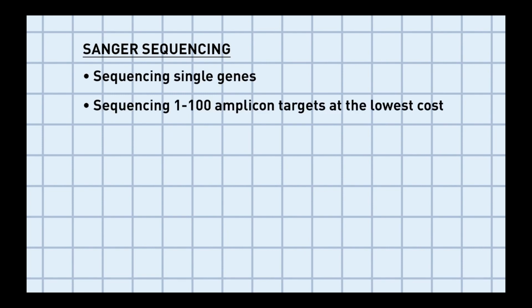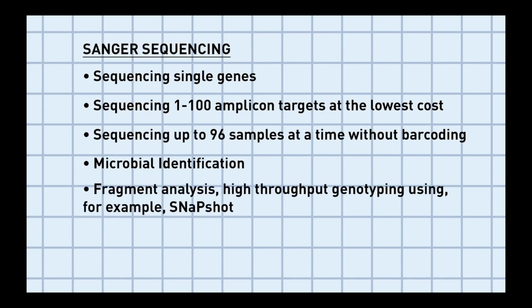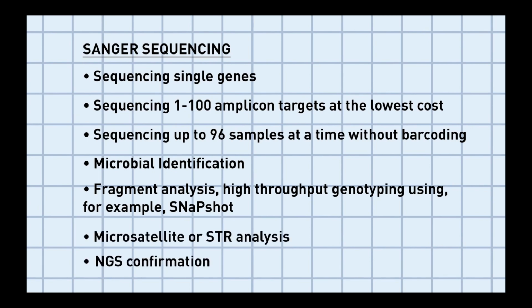Here's what you have to consider. With its ability for long reads and gold standard accuracy, Sanger sequencing is perfect for sequencing single genes, sequencing 1 to 100 amplicon targets at the lowest cost, sequencing up to 96 samples at a time without barcoding, microbial identification, fragment analysis, high-throughput genotyping using, for example, SNaPshot, microsatellite or STR analysis, and NGS confirmation.